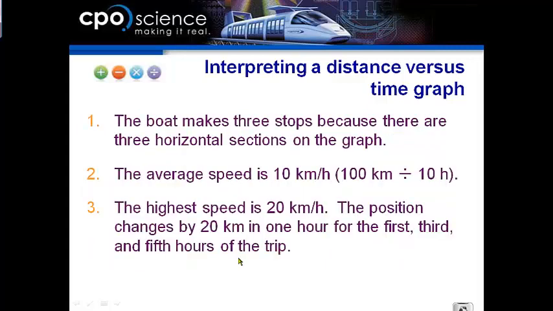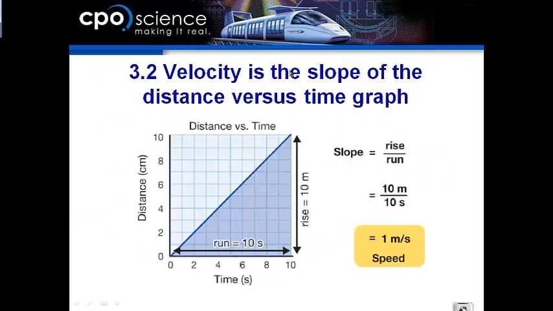And those are our answers. It shows you 100 kilometers divided by 10 hours is 10 kilometers per hour. 20 divided by 1 is 20 kilometers per hour. So again, the velocity of the object is the slope between 2 points, rise over run. You guys have done slope for 2 years now, but that's how you figure out the velocity.